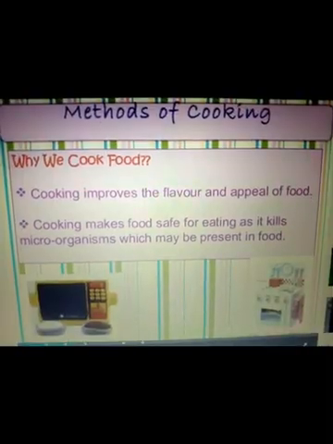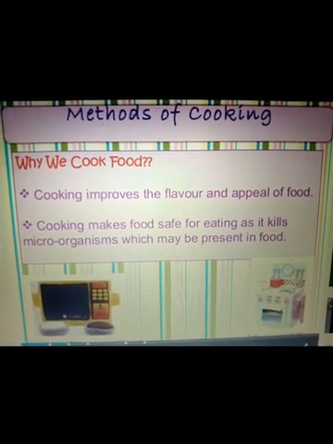So now let's start today's class. In today's class we will learn about the various methods used for cooking, like boiling, frying, steaming, baking, and we will learn about different cuisines. At last we will learn about how we can be fit and healthy. So let's get started. Our first topic is various methods of cooking.